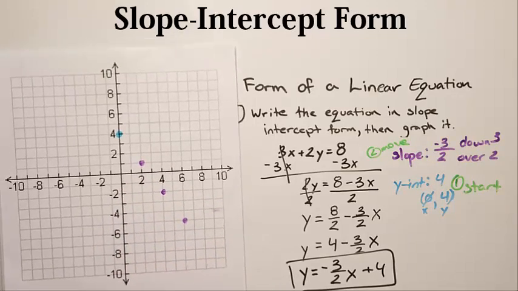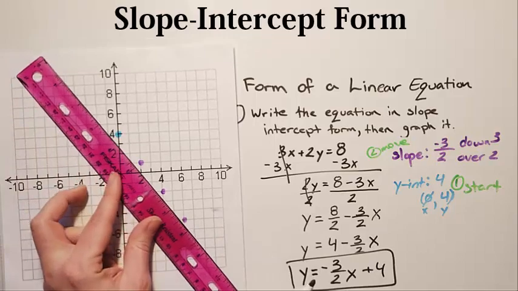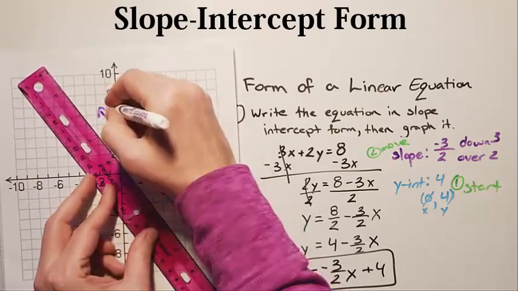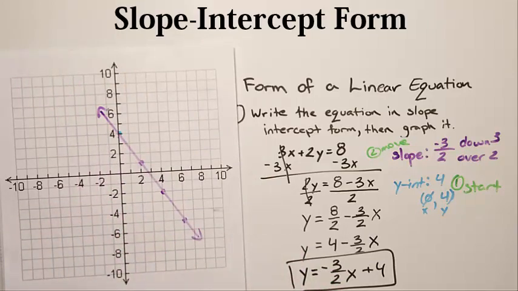And then I can go ahead and I connect these with a straight line, and the line needs to have little arrows at the end, and you're done.